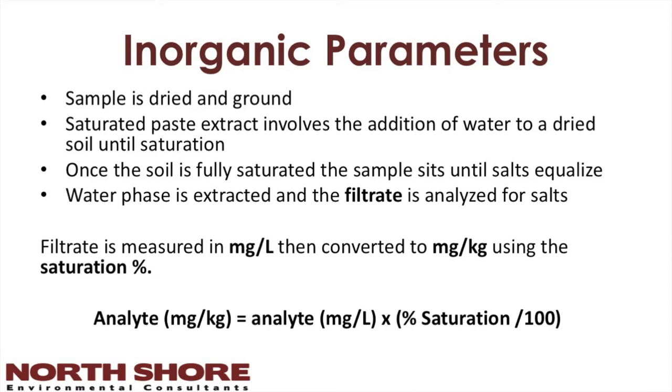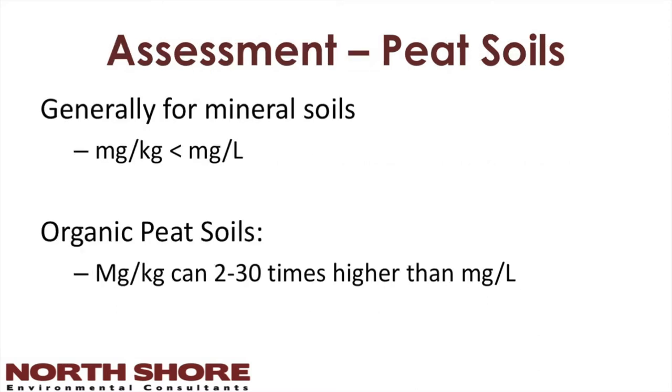And that saturation is going to be reported in milligrams per liter, but then it needs to be converted into milligrams per kilogram so that you can apply it to the Tier 1 guidelines. So this is going to be done using the saturation percentage. Generally for mineral soils, your milligrams per kilogram reported result is going to be lower than your milligrams per liter, so there's no issue.